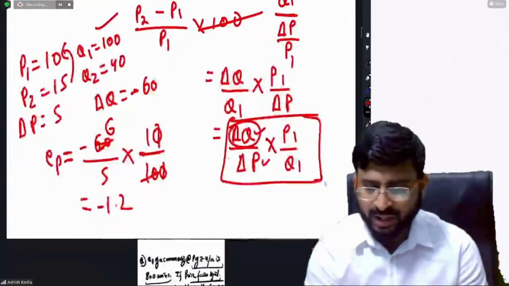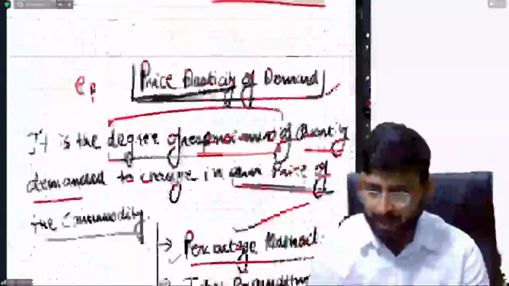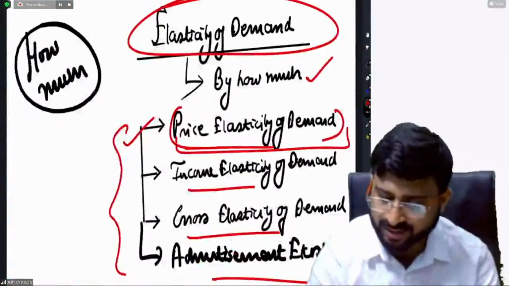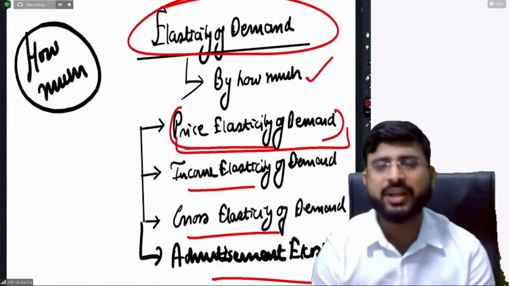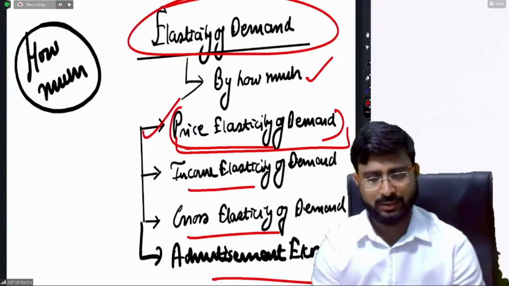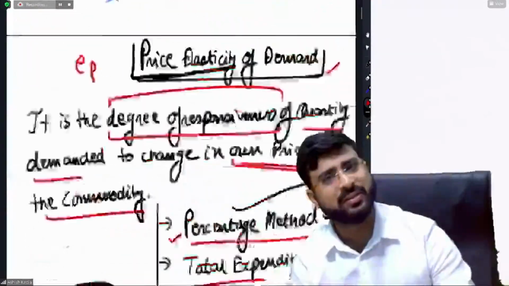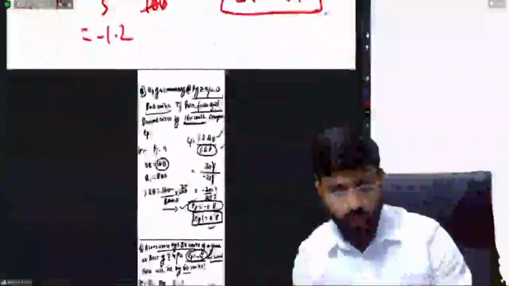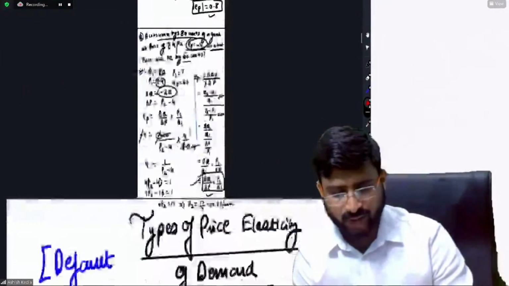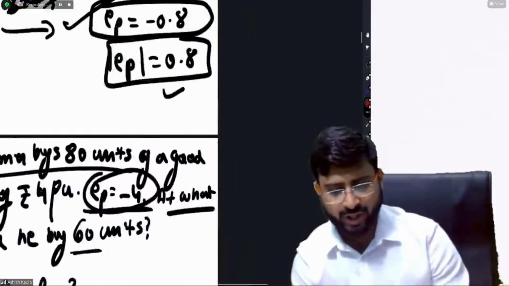Under elasticity of demand, there is price elasticity of demand. This is the main concept of price elasticity of demand using the percentage method. So we are clear with that. Now everyone, I am giving you a question. Are you all ready?